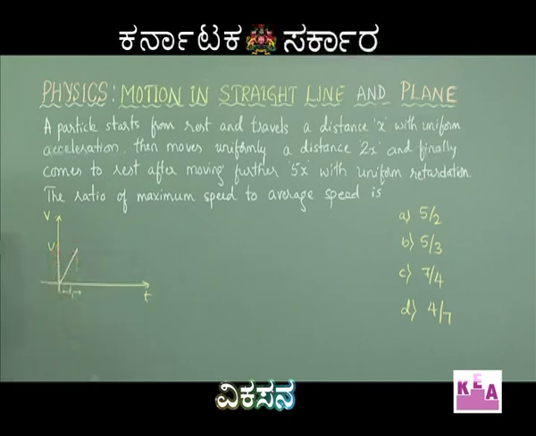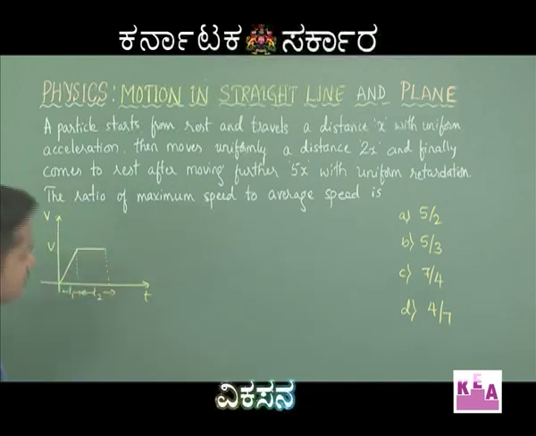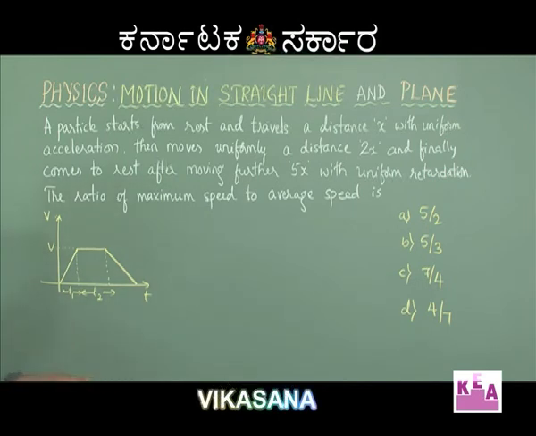It moves with uniform acceleration. Further, it moves with uniform velocity for some time interval, let me say t2, and finally it retards and comes to rest. When it retards, the VT graph should be a straight line downwards like this. Let me say that this time interval is t3. I hope this is clear.